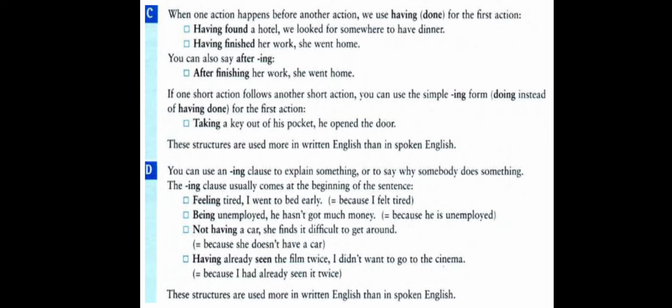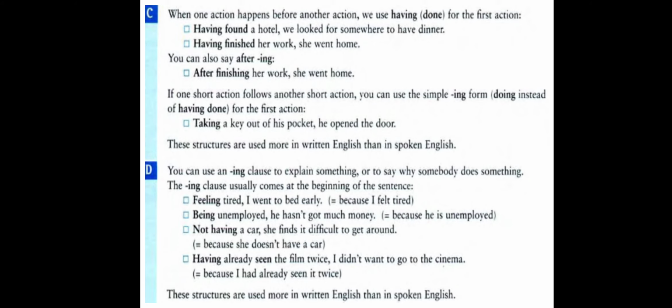What is the base form of had? The base form of had is have. So we add ing to have, it becomes having. And finished is the past participle. So the sentence becomes like this. Having finished her work, she went home. You can also say after plus verb plus ing. You can say after finishing.